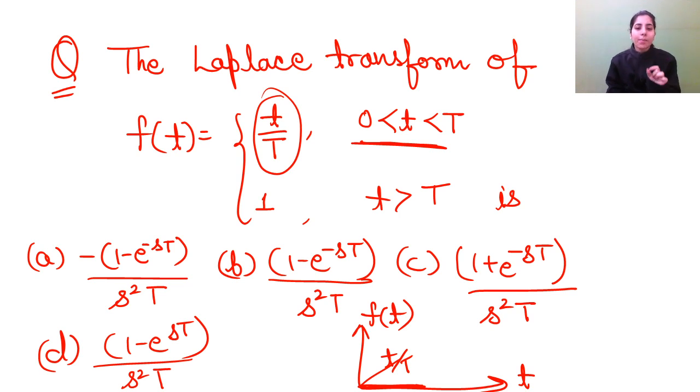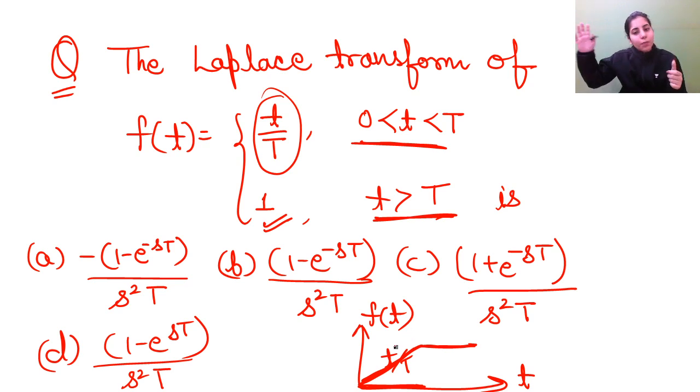Clear? Next thing, for t greater than capital T, its value is 1. So if I want to draw it properly, I will get it like this. If some value of 1 upon t is there, then the value of the function for small t greater than capital T will be like this, because it's 1. The value of the function will remain 1 for small t greater than capital T. Greater means what? Till infinity.